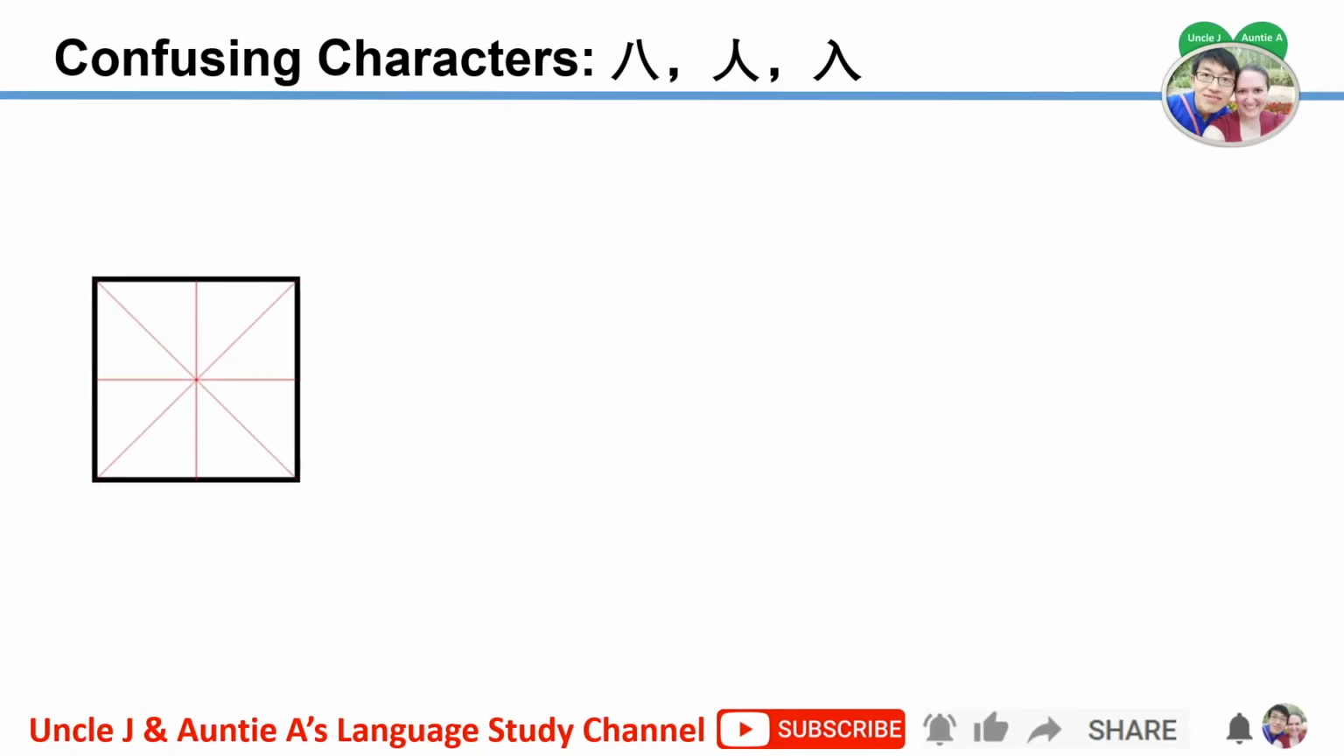Do you remember it? The next one is ren. Ren means people. Ren, ren. Second tone, from a lower pitch to a higher pitch. So think of the philosophy behind this character, ren.